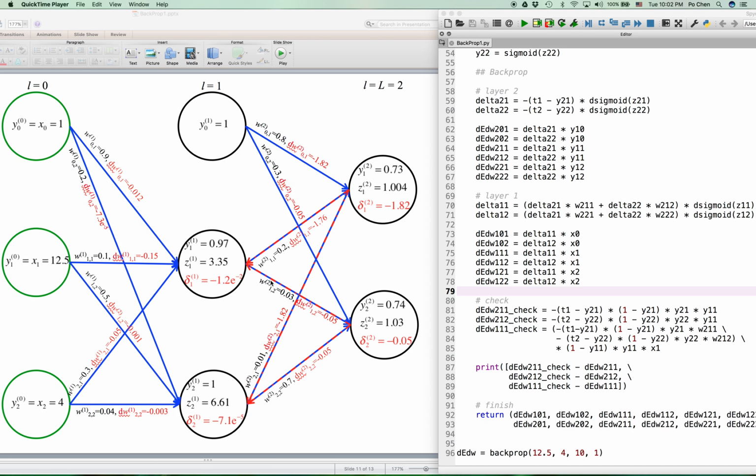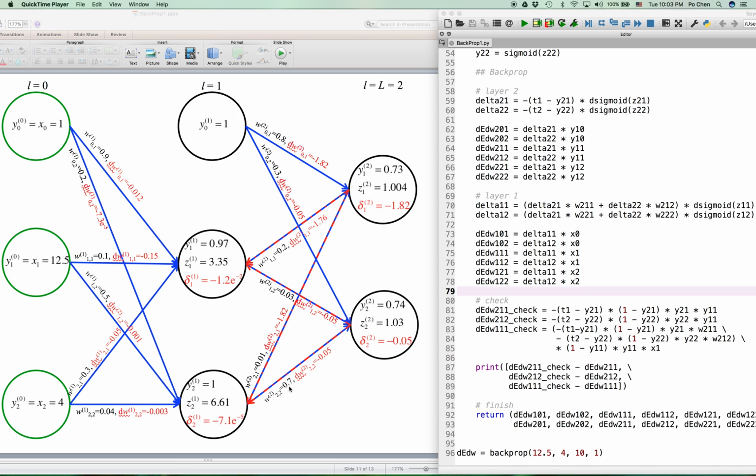And then the last two. The derivative with respect to W221 is going to equal this y value, y12, times delta 21. y12 times delta 21 gives you the derivative with respect to W221. And then the last one, the derivative with respect to W222, equals Y12, not Y21, Y12, times delta 22. That gives you dE over dW222.